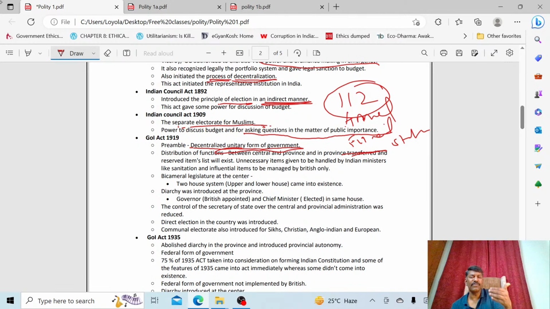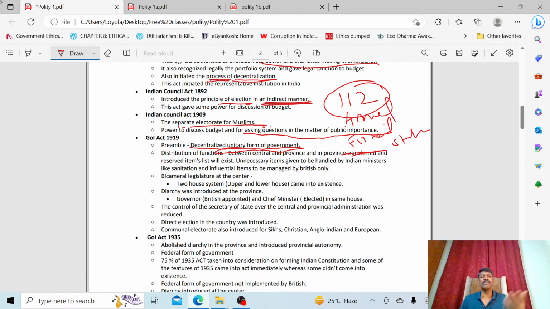In the transferred list, they could handle normal matters regarding sanitation, water, PWD and all, managed by Indian people, because very soon they planned to go for election. First direct election through the Government of India Act 1919. So they separated the portfolios: Indian ministers, through direct election, will handle those areas, and the Governor General and governors will handle the important functions of military, law and order, state, foreign affairs and etc.